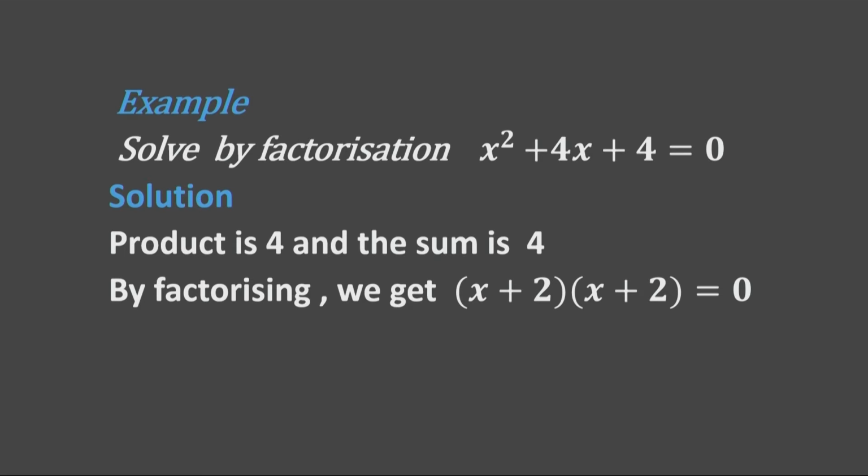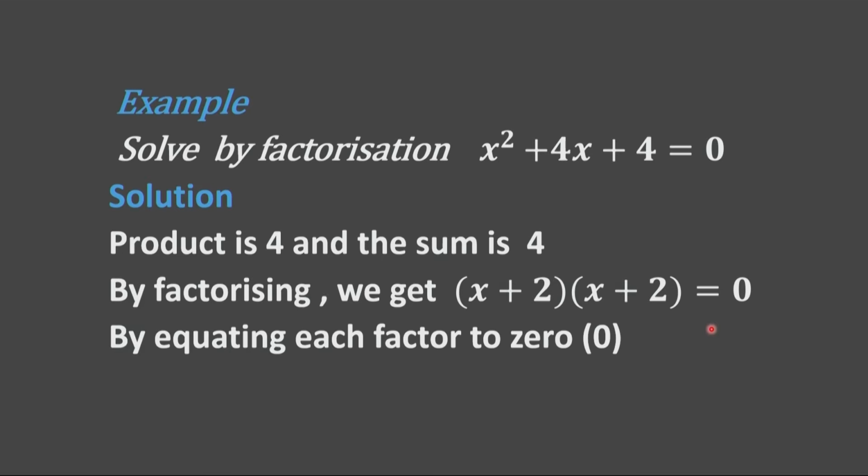Okay, take the number you picked, 2, put it there, and because the two of them are the same, you get equal pairs like that. We say you are factorized. And the whole expression is equal to 0.